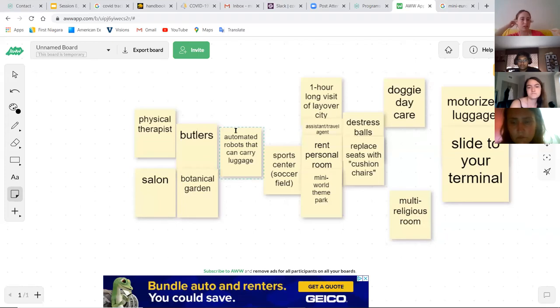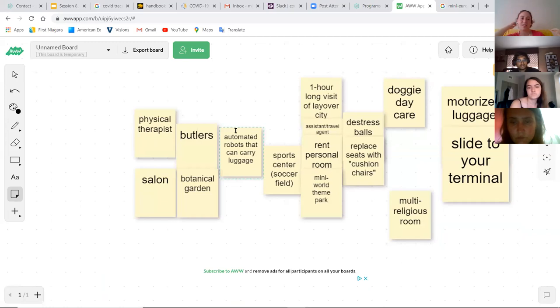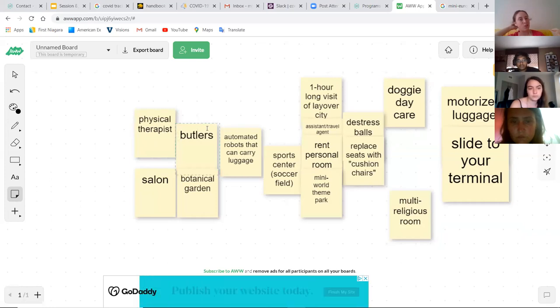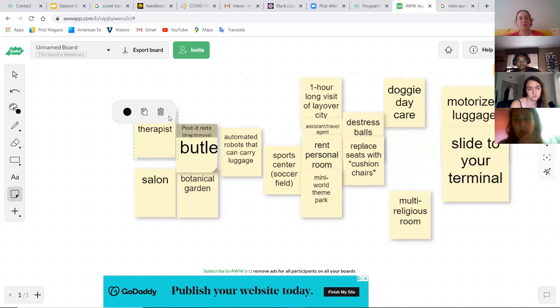Okay. I would say between automated robots and butlers, we should go for the more humane alternative with the robots rather than have butlers at airports. You can adapt the automated robots that carry luggage to automated robots that serve as your personal butlers. True. Good point.